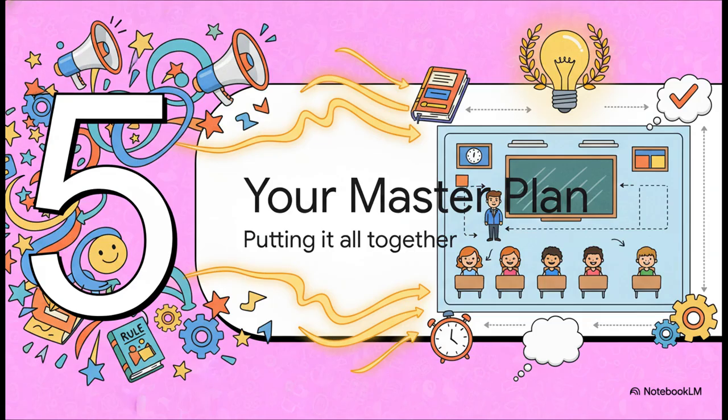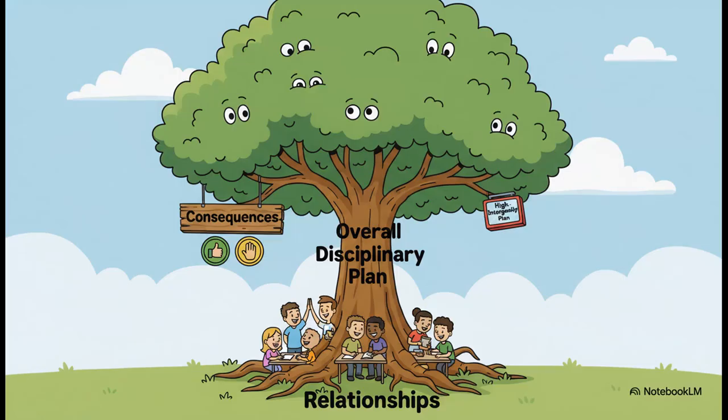So we've looked at all these individual tools. We've got our subtle nudges, our firm resets, our big collaborative plans. Now let's talk about how you weave all of this together to build your own master plan. Because a truly great disciplinary plan isn't just a menu of consequences. It's built on a foundation of strong relationships with your students. It requires what experts call witness, that teacher spidey sense where you're just aware of everything happening in the room. It has clear, predictable consequences, and it absolutely has to include a plan for those high-intensity moments.